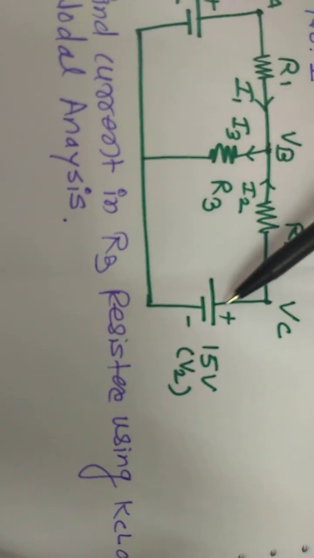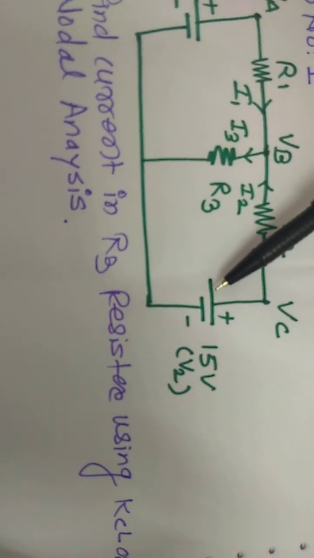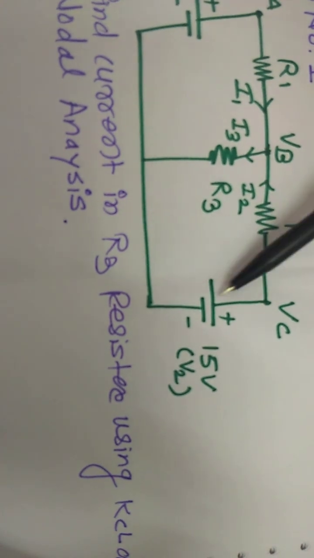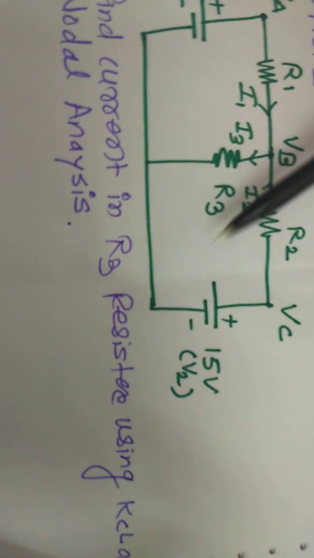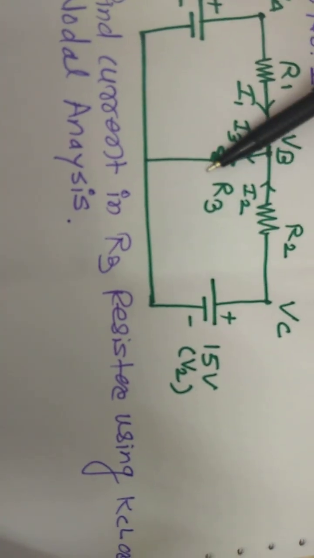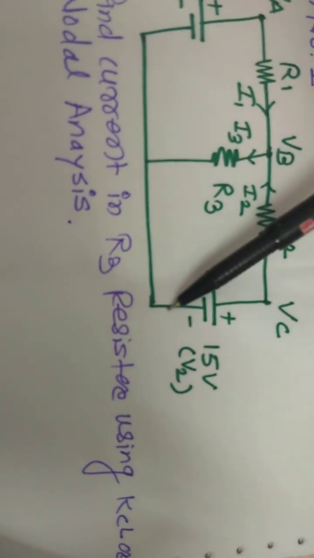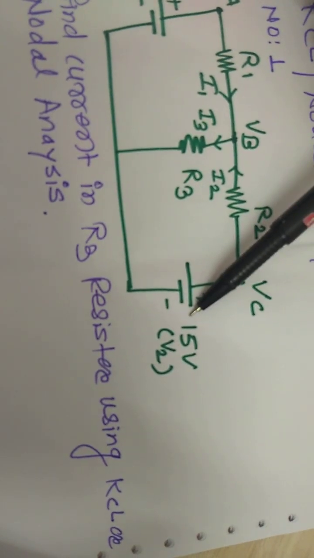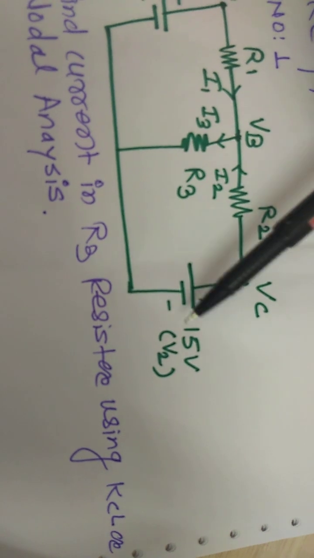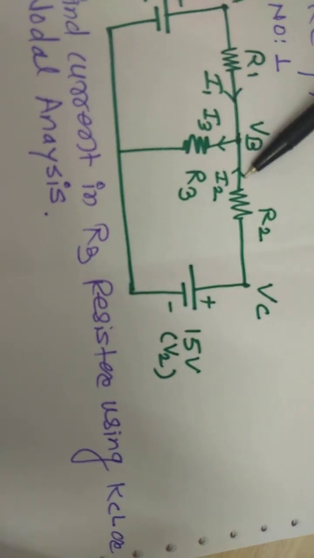For V2, the current will similarly flow continuously from the positive terminal of the battery to the negative terminal, which means the current I2 will complete one path from the positive terminal of the battery to the negative, due to the supply voltage V2, the given voltage rating of 15 volt. Due to that voltage, the current I2 will flow.